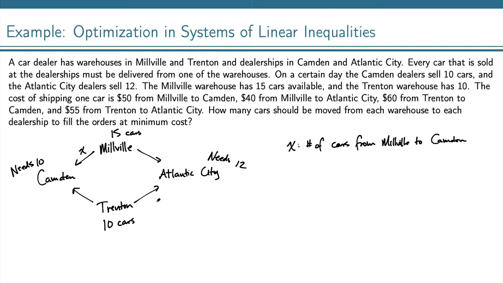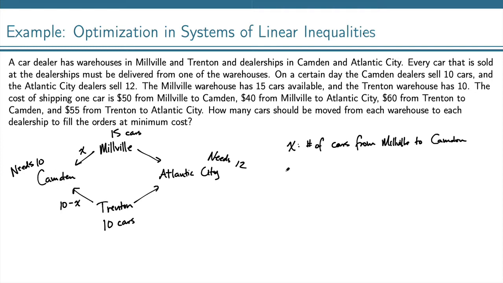That's x right there. Now we want to make sure we're not using too many variables. So notice that if we know there's x cars going from Millville to Camden, and Camden only needs 10 cars, then what's going from Trenton to Camden is going to be 10 minus x. Okay, so for example, if there's 3 cars going from Millville to Camden, we know 7 will be going from Trenton to Camden because we need 10 cars there.